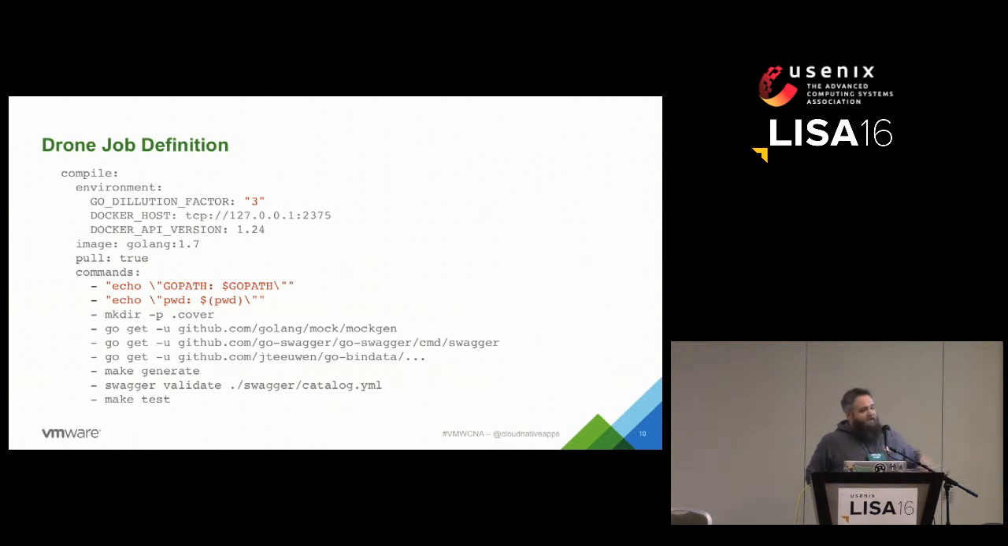This is a typical definition of a Drone job. This is actually part of a larger specification, but even just this will work. This is something from a catalog service for us, which is basically telling us we need an image, which is the official Golang image for version 1.7. So we're compiling, and we're running all the steps you can see from the commands. We're running a bunch of gets, we run the makefile target, we generate the code from Swagger, and then we test everything.